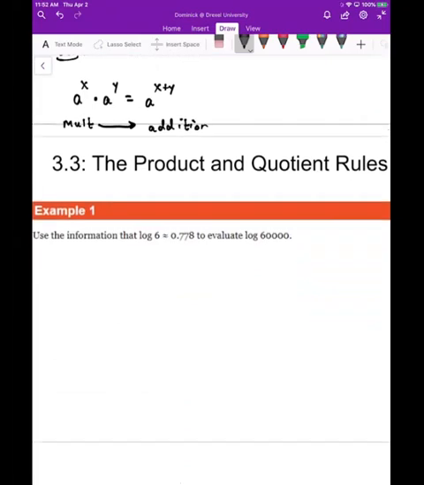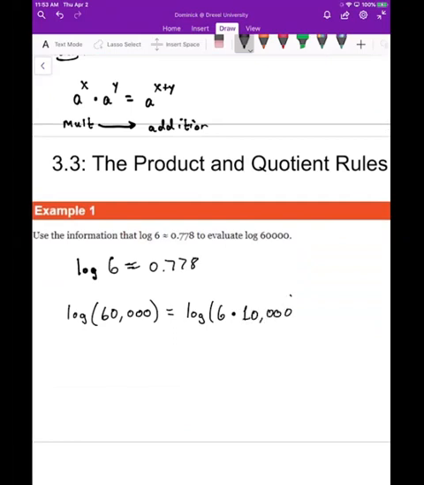We want to use the fact that we know that log of 6, and this is a common log of 6, is equal to 0.778. And of course, this is approximate. Now we want to use that information to evaluate log of 60,000. Well, if we know what log of 6 is, it's going to be helpful to break this into log of 6 times 10,000. Since we're taking a common log, it will be easy to find what 10,000 is. So by the product rule, this is log of 6 plus log of 10,000.